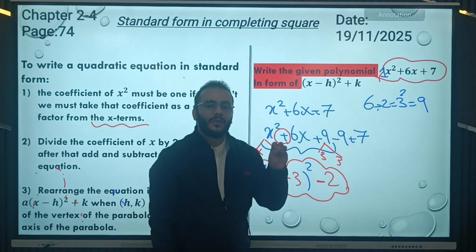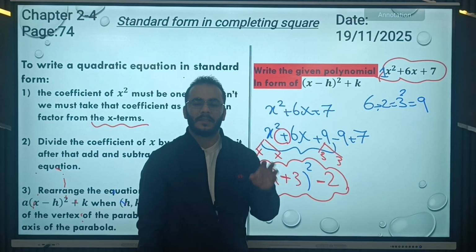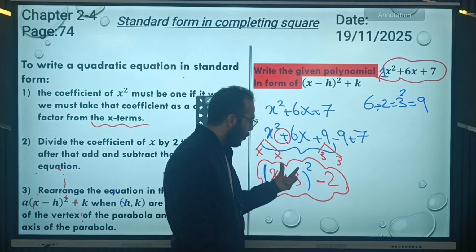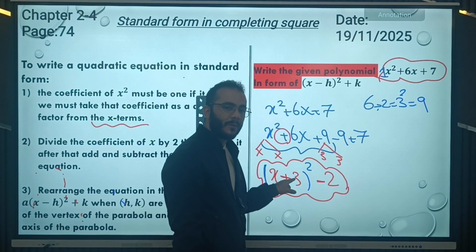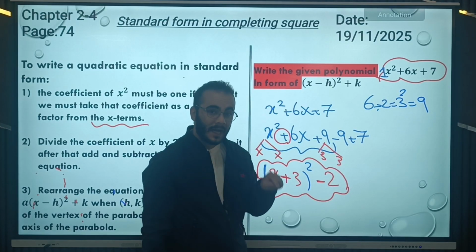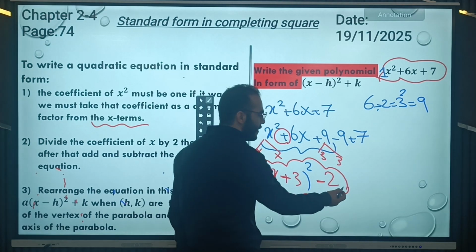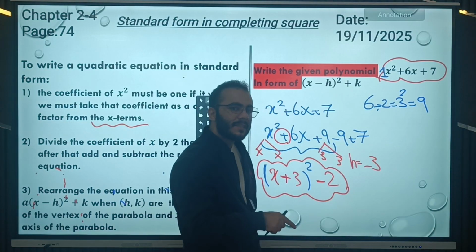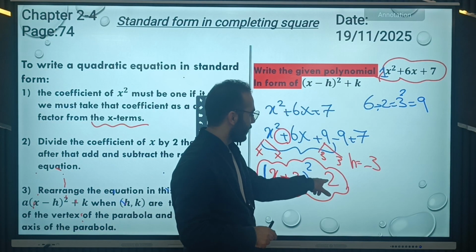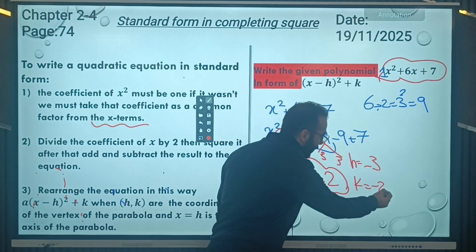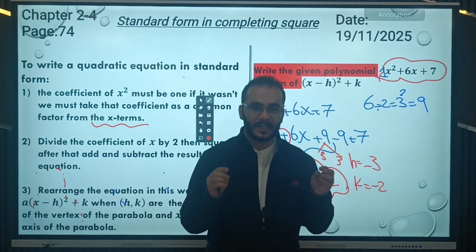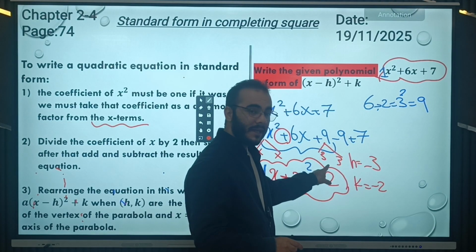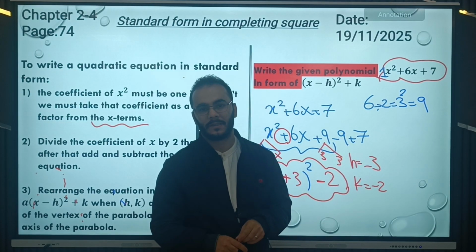At the end, I might ask you this question as well. Find the value of h and k. How are you going to find the value of h and k? Basically, h is always the opposite of the number inside the parenthesis. So the opposite of positive 3 is negative 3, which is h. And k is exactly the same thing out of the bracket, which is negative 2. Again, I'm going to repeat it. h is the opposite number inside the parenthesis, and k is exactly the same thing out of the parenthesis.